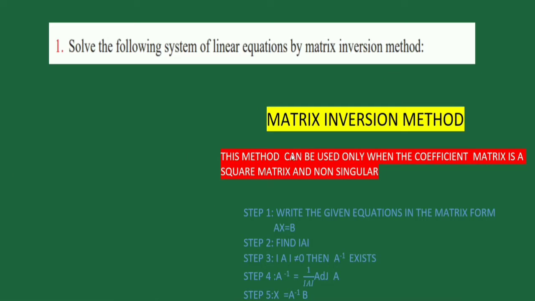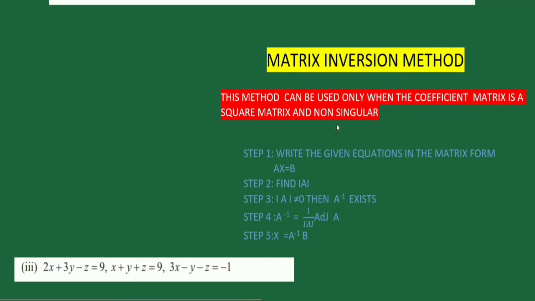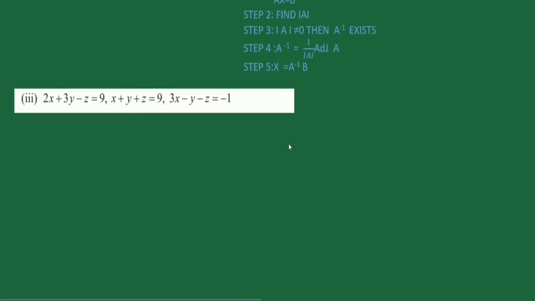This matrix inversion method is a method used to solve linear equations. Now this method can be used only when the coefficient matrix is a square matrix and non-singular. So two conditions: first, the coefficient matrix should be a square matrix. Second, it should be non-singular. If these two conditions are satisfied, then we can solve the system of linear equations. So let us see how to do this.